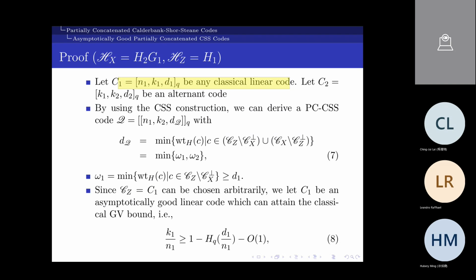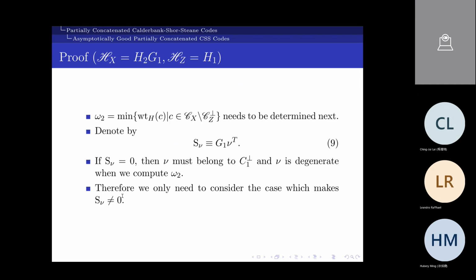And because C1 can be any classical linear code, we let C1 be some good codes, for example, linear codes that can achieve the classical GV bound. The problem exists in omega 2. Yes, we let C1 be an asymptotically good linear code. So the problem exists in omega 2, and omega 2 needs to be determined next, and we denote by SV this equation.